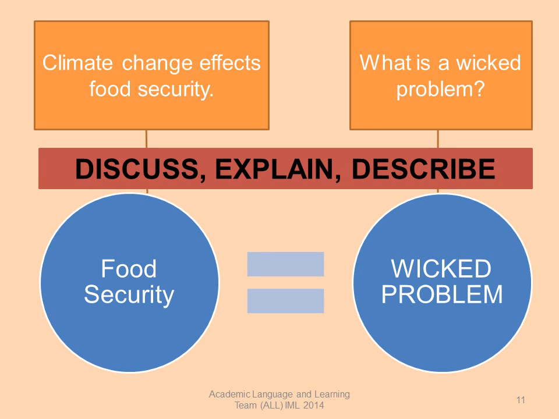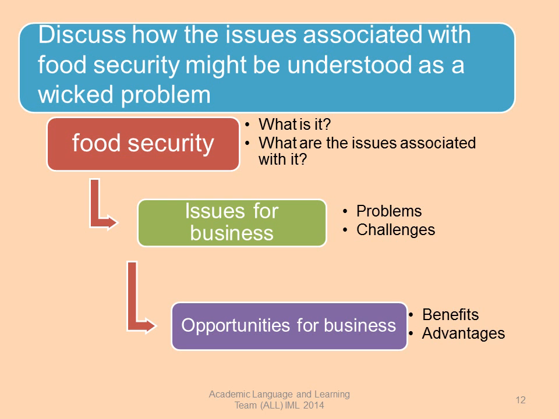We can describe a wicked problem in terms of its characteristics. We should, of course, only describe those characteristics which are relevant to food security. So from your reading you'll find out that you can describe many different wicked problems, but we really only want to talk about one, which is food security.